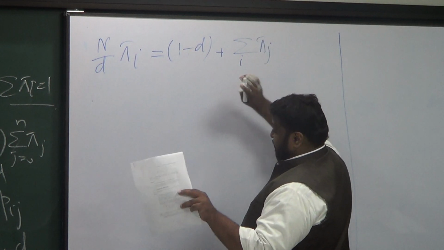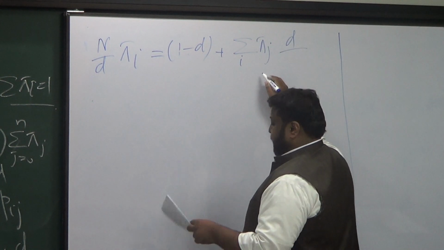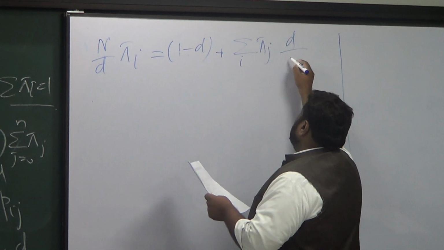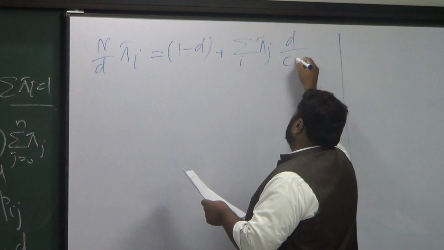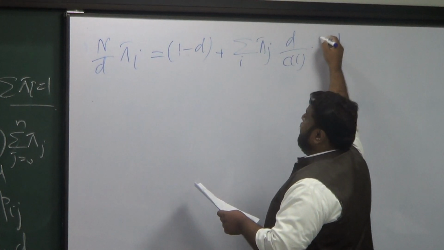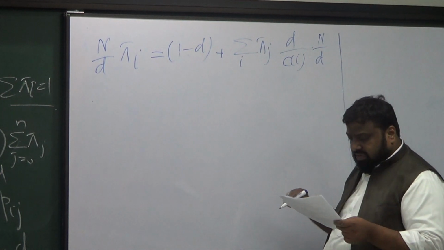Okay, so think carefully about this actually. So you have what? d over Ci times n over d, right? This is what is going to happen.